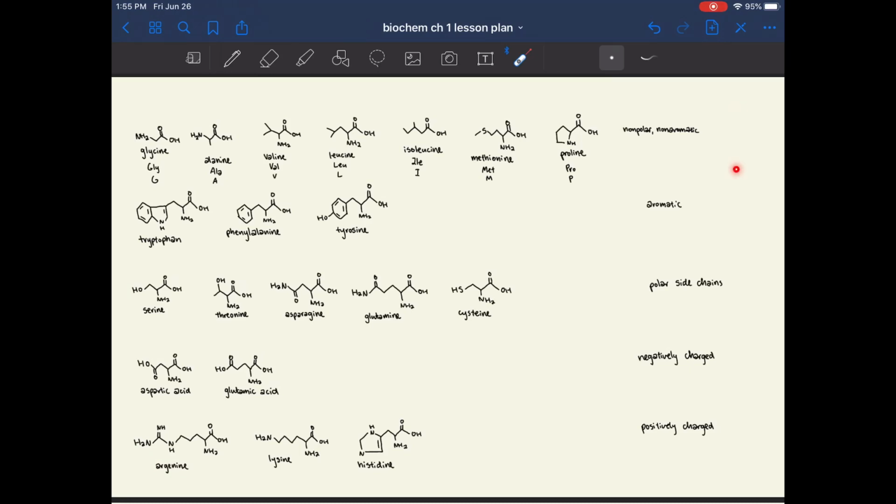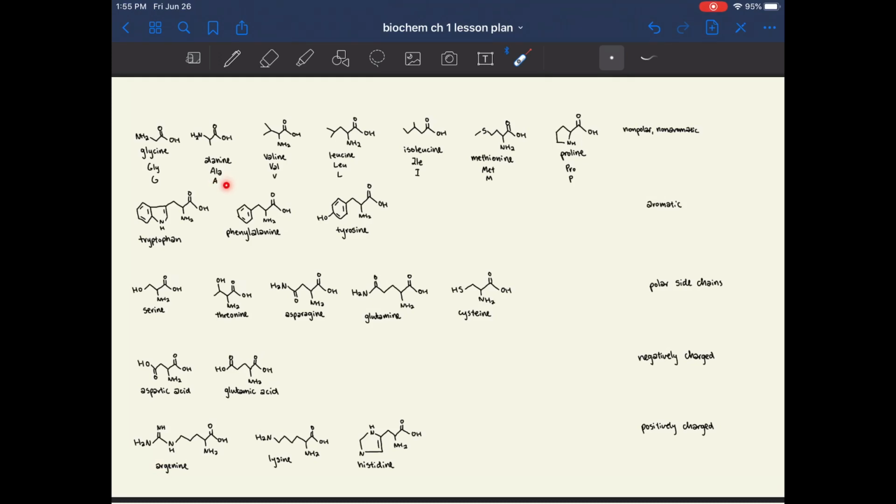And there are 5 groups of amino acids. The first are the non-polar, non-aromatic amino acids, and these tend to be the simplest. So the simplest amino acid of them all is glycine, and glycine is the simplest because its R group is simply a hydrogen. So this is the first exception to the S absolute configuration rule because glycine has 2 hydrogens on its alpha carbon, which makes glycine achiral.